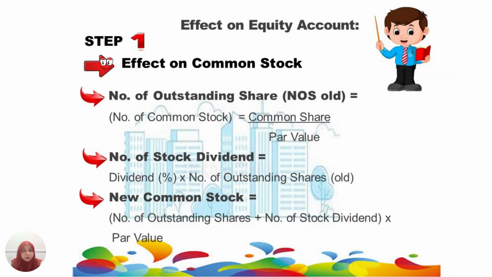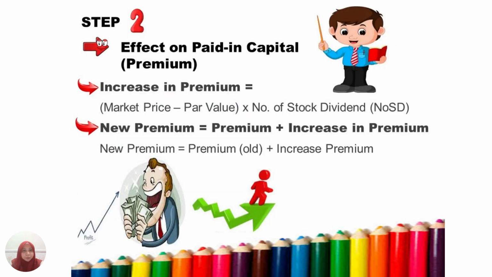Effect on equity account. First step, we look at the effect on common stock. Formula number 1: number of outstanding shares equals common stock divided by par value. Number 2: number of stock dividend equals dividend percentage times number of outstanding shares. Number 3: new common stock equals number of outstanding shares plus number of stock dividend, times par value.